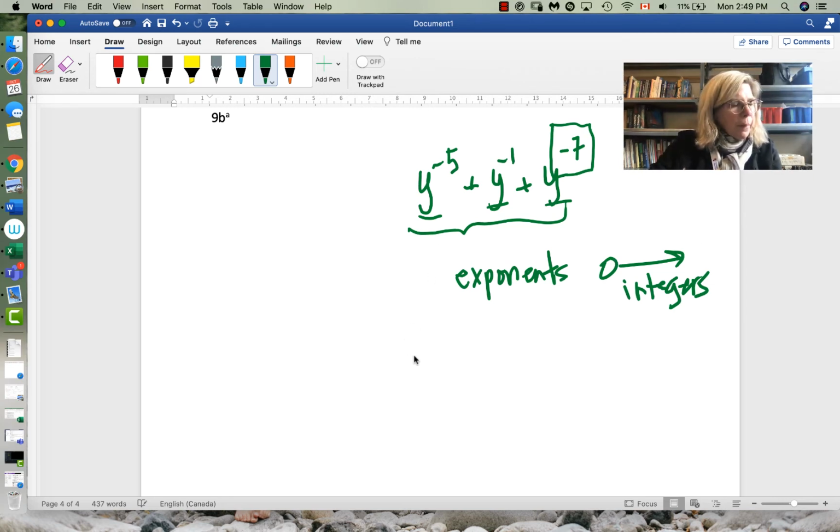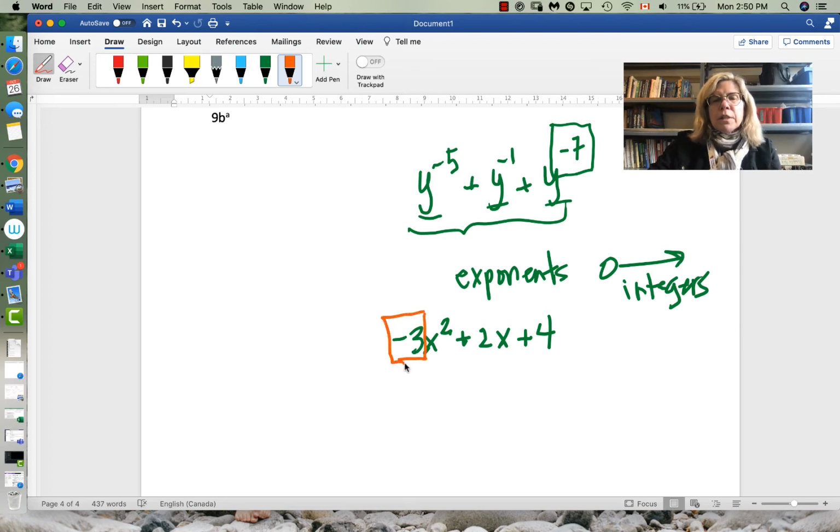Okay, I'll give you another one. How about minus 3x squared plus 2x plus 4? Is that a polynomial? Well, it sure is, because this minus 3 over here is the coefficient. And 2 and 4 are also coefficients. So this is a trinomial. And it's valid.